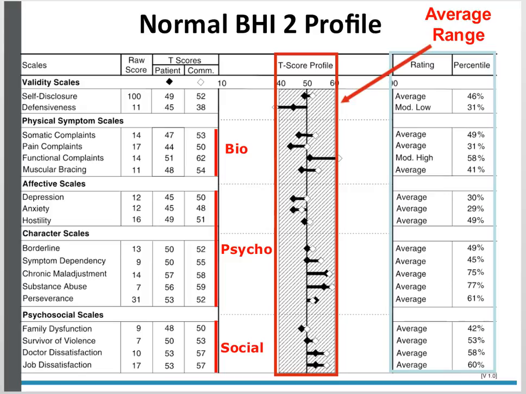You can also see the scores are arranged into biological, psychological, and social scales. So you have physical or biological symptoms like pain and functioning and somatic complaints, psychological scales like depression or borderline personality, and social scales like job dissatisfaction, family dysfunction, doctor dissatisfaction, survivor of violence, which gets after adverse experiences in childhood or in adulthood.